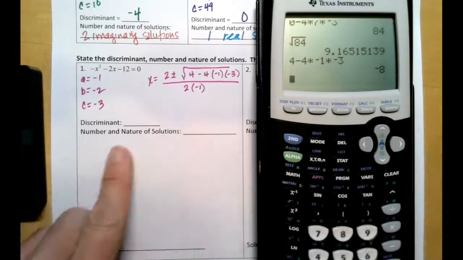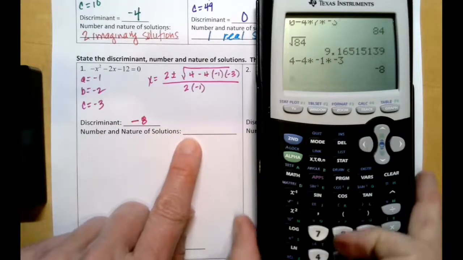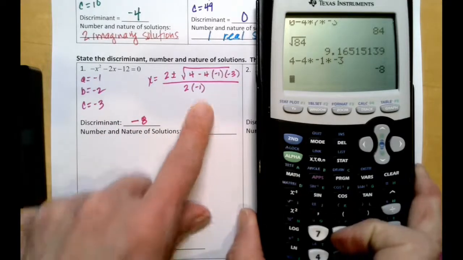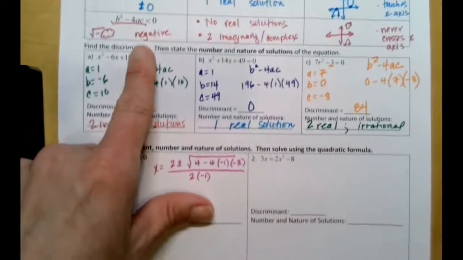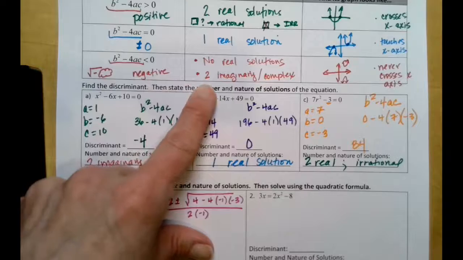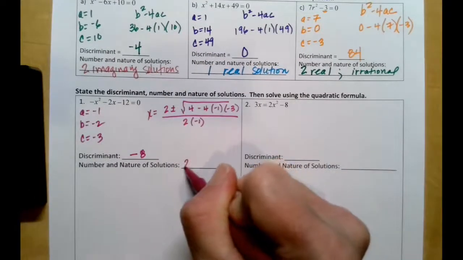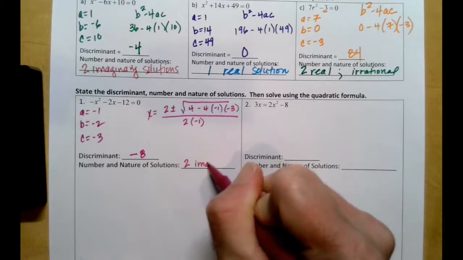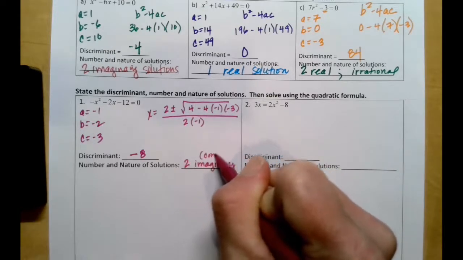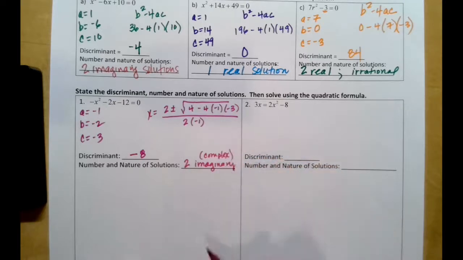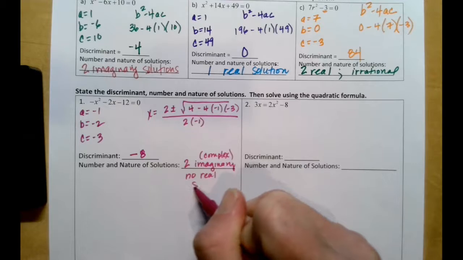Discriminant value of -8. Which, guess what? Because this is negative, that means I'm going to have two imaginary solutions. So the number and nature of solutions: I'm going to have two imaginary. You might see them written as complex solutions. I have no real solutions.